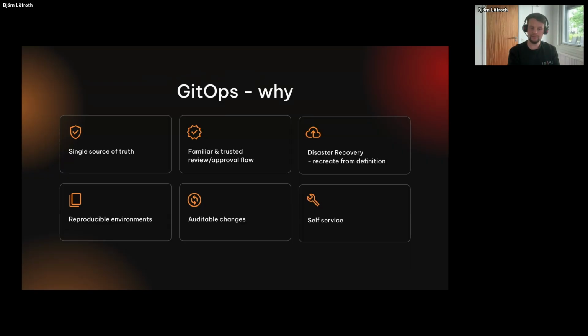You also get reproducible environments. Say that you have an issue in a certain environment, for example, production. You could then spin up an identically configured cluster, for example, stage, and then be able to reproduce some issue or bug in that. You get auditable changes, see who did what when to the configuration, and it allows you to enable some kind of self-service flow where users can open pull requests to suggest some changes or Kafka topics or what have you.